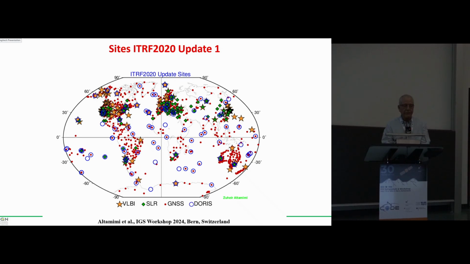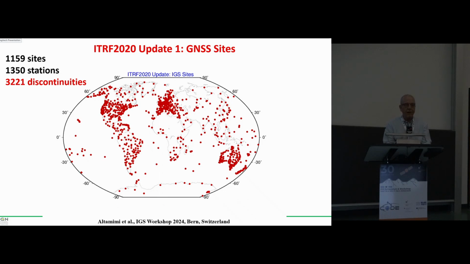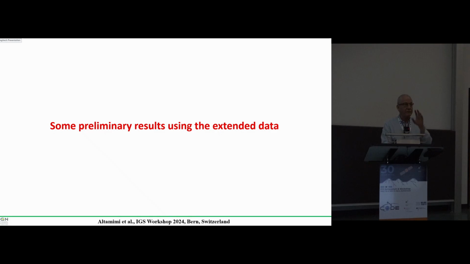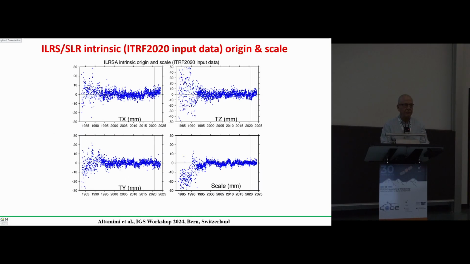I will focus on some results, but first of all, I want to show the map of the ITRF 20. It does not change that much compared to the ITRF 2020. And here is the network of the IGS. We have, as you see, more than 3,200 discontinuities. And in fact, we have more than 200 discontinuities more than what we had in the ITRF 2020, which is normal.